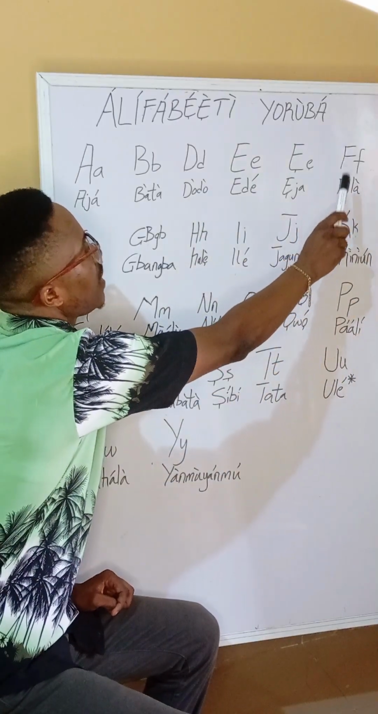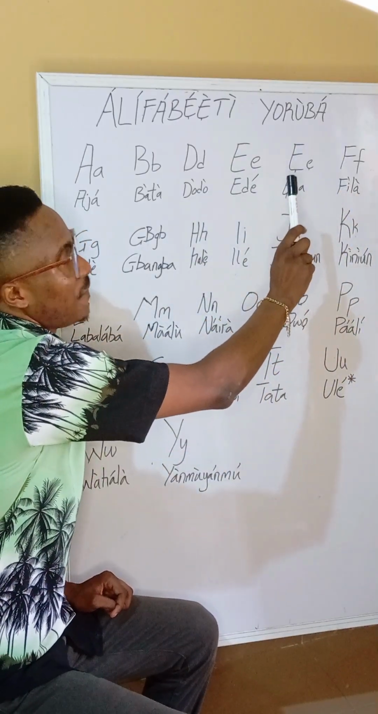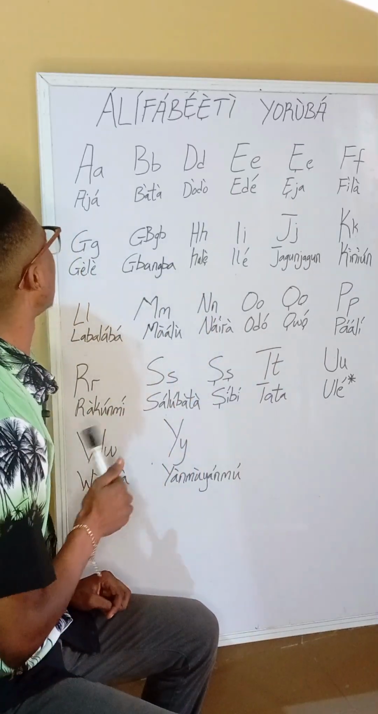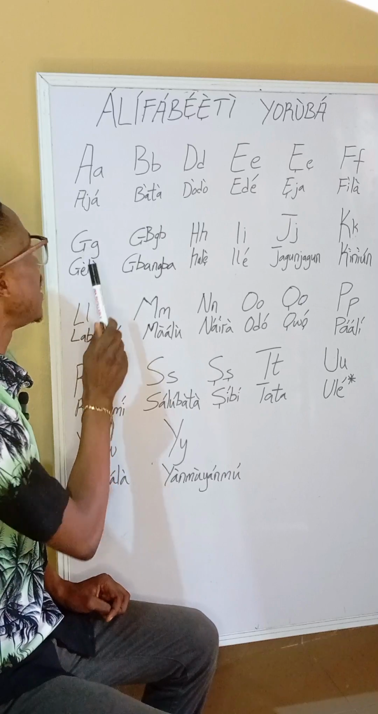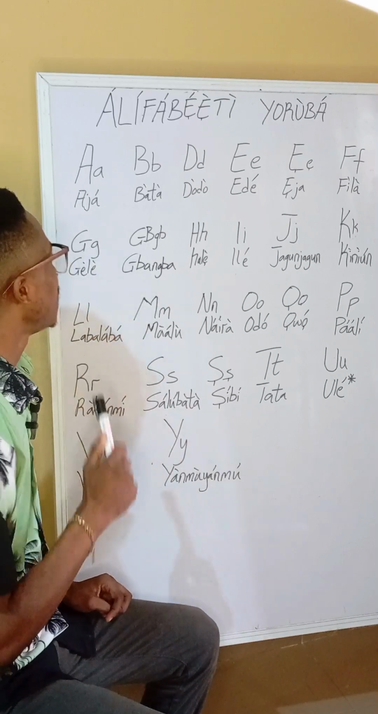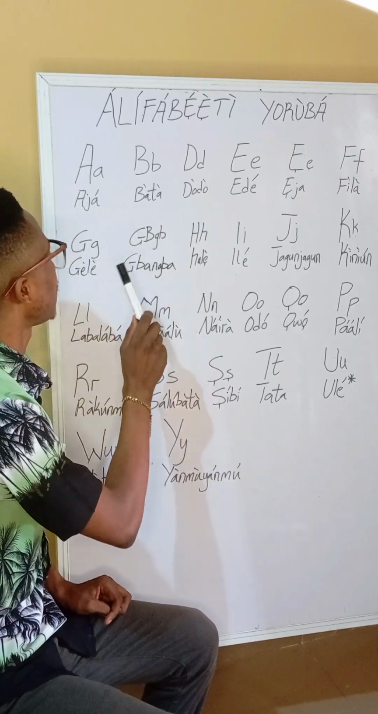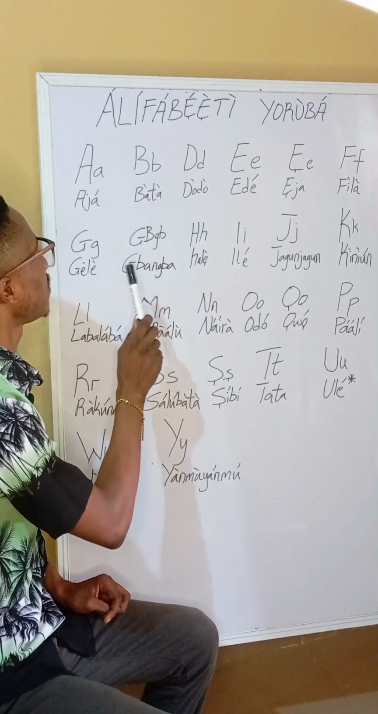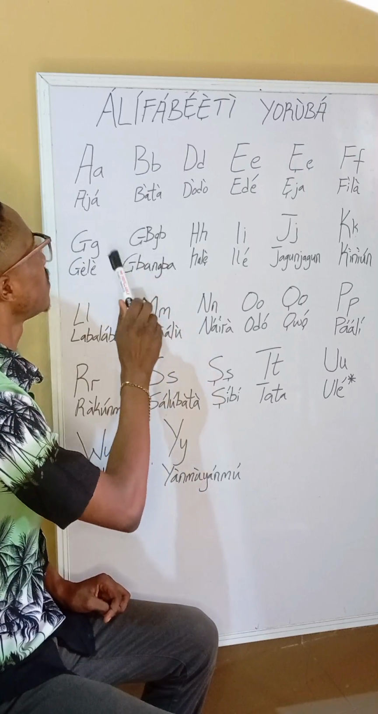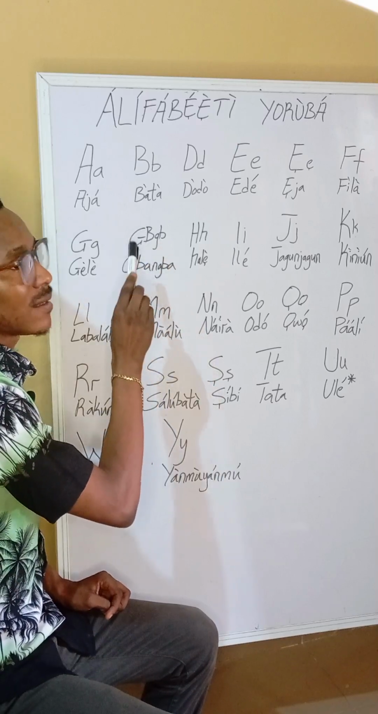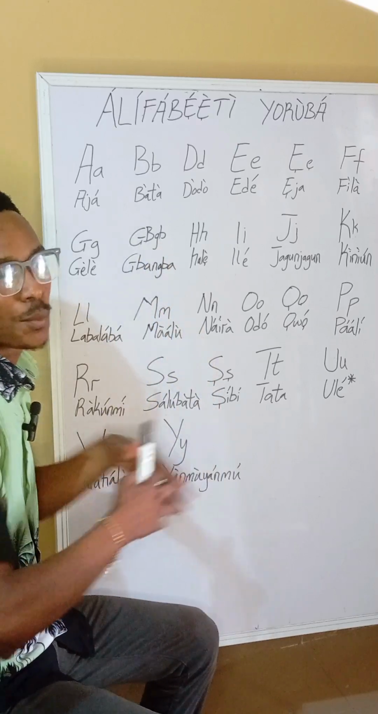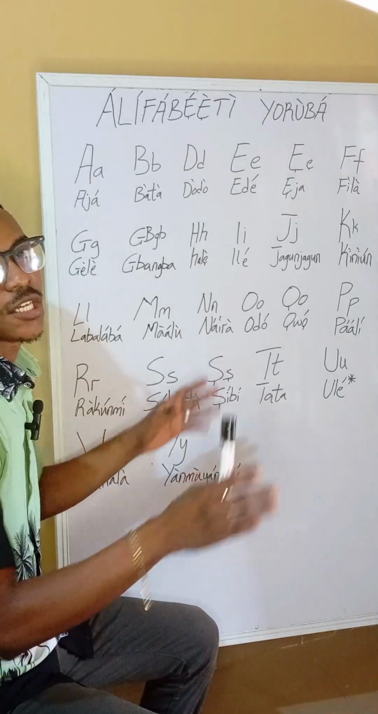F, Fila. Fila is cap in English. G, Gele. Gele is headgear in English. Gb, Gbangba. Gbangba is an open place in English.